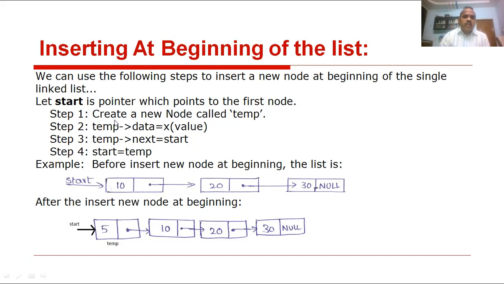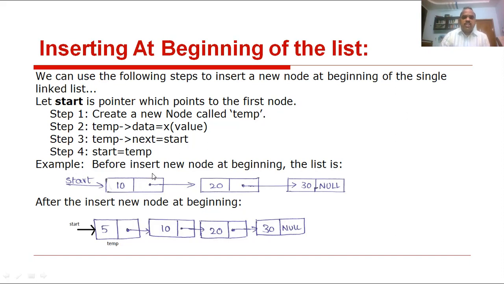Step one, create a new node called temp. Temp to data equal to value, that is 10. Then temp to next equal to start. Then start equal to temp. Now start and temp are pointing to the same node, that is the first node.